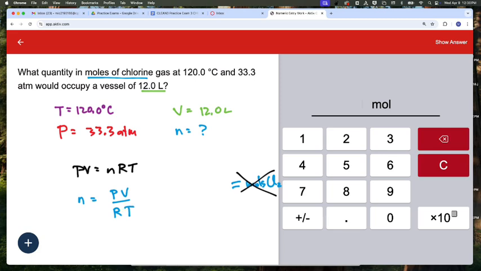Okay, do I know P? Yes. Do I know V? Yes. Do I know T? Yes. What the hell is R? R is the gas constant. It's what makes this equation actually valuable and useful.